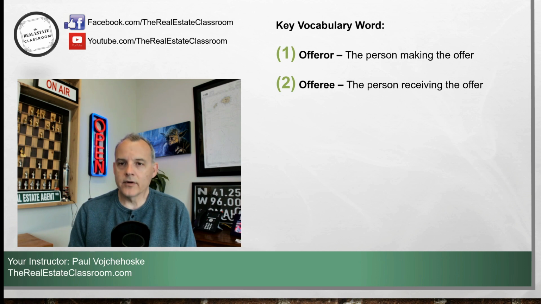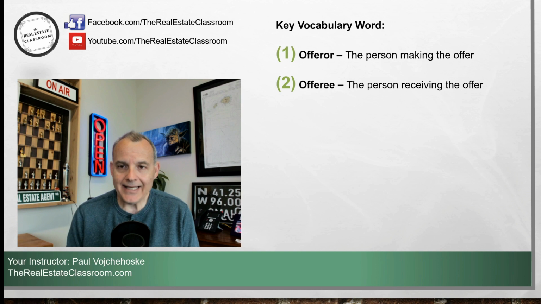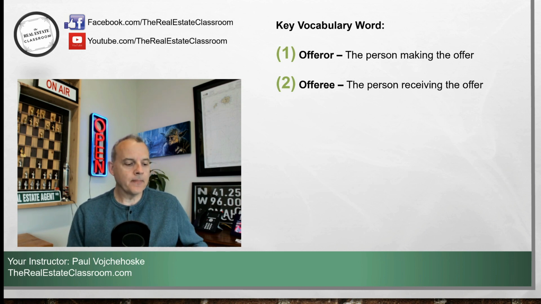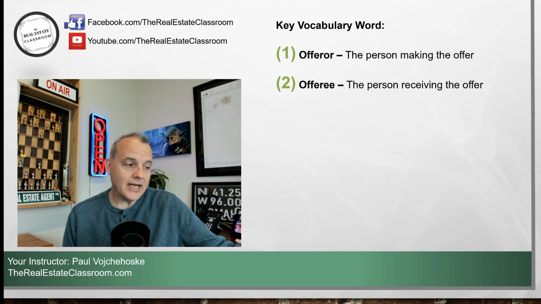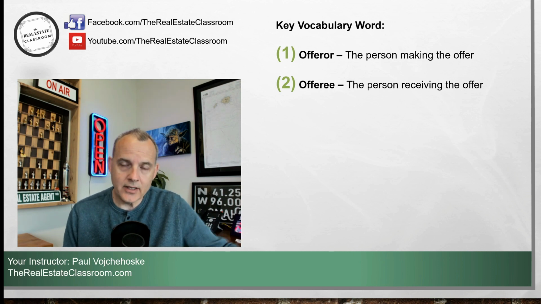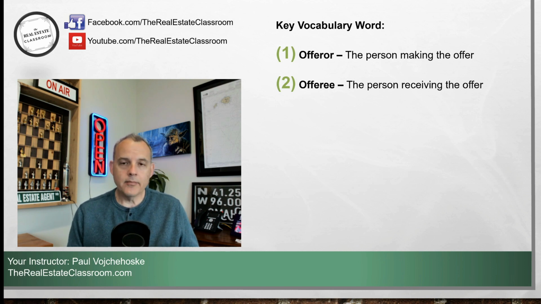So here are some other key vocabulary terms you have to know. Number one is offeror or offeree. The offeror is the person that's making the offer. The offeree is the person that's receiving that offer. So let's look at a buyer-seller situation. The buyer is making a $100,000 offer on that seller's property. So they are making or giving the offer. That makes the buyer the offeror. They're the person giving the offer or making the offer.